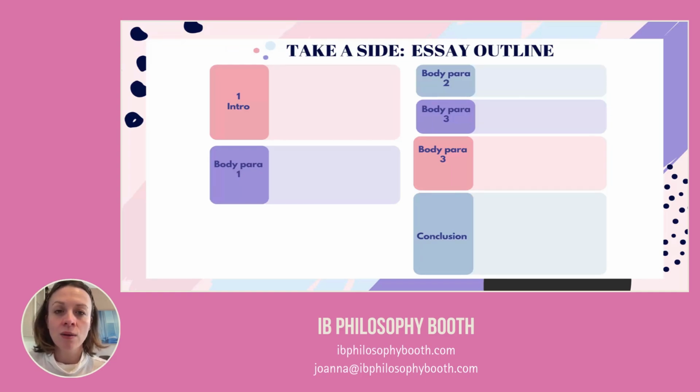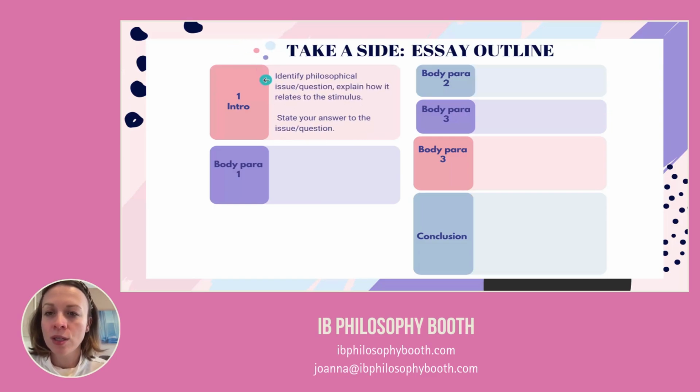How you could outline your essay here would be, in your introduction, to identify a philosophical issue, which I strongly recommend that you phrase as a question, because that's going to give you something to focus towards, a nice, clear argument working to a conclusion. And explain how the issue question that you have identified relates to the stimulus. That's a bit tricky, and I'm going to make a whole video about how to do that.